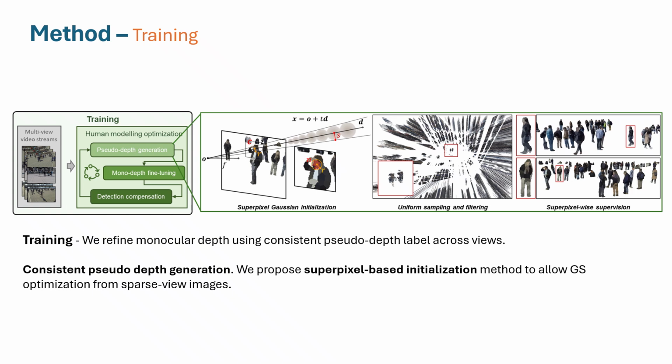Generating consistent pseudo-depth labels in occluded scenes for mono-depth fine-tuning is challenging due to limited overlapping. To solve this, we propose a superpixel-based initialization method for GIS optimization, enabling reliable depth labels in overlapping regions. After GIS optimization, we apply pseudo-depth filtering to retain the valid labels for mono-depth fine-tuning.